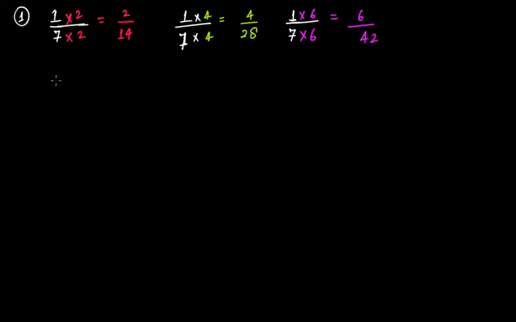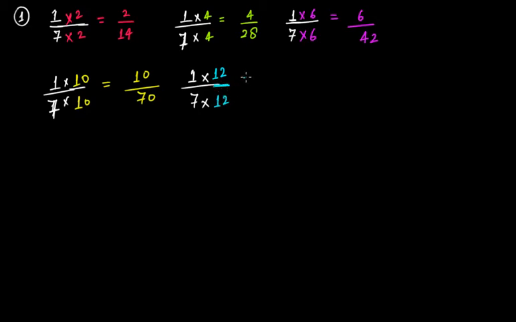If I multiply 1 by 7 by, let's say, 10, so this will be 10 by 70. This is the fourth one. If I write 1 by 7 and multiply this with, let's say, 12, then this will be 12 by 84.